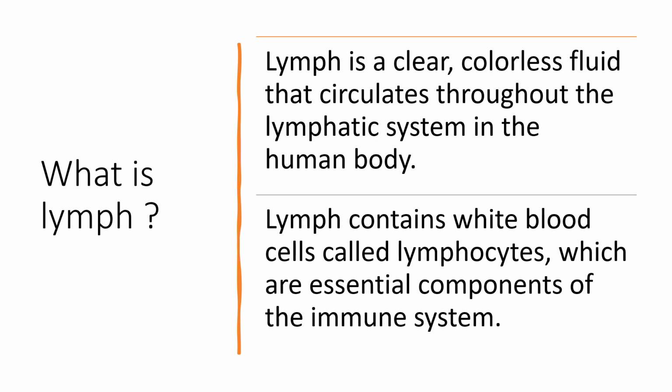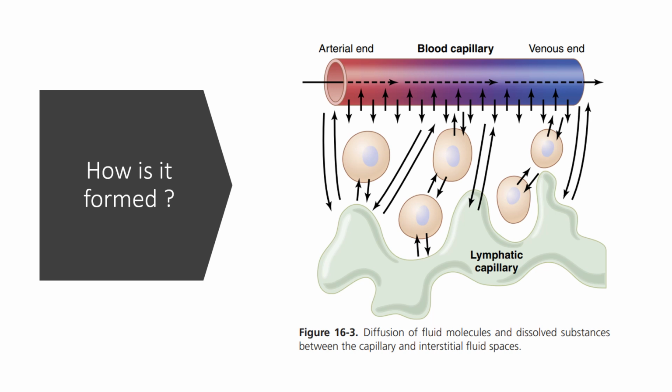So guys, first of all, we should know what is lymph. Lymph is a clear colorless fluid that circulates throughout the lymphatic system in the human body. And lymph contains white blood cells called lymphocytes, which are essential components of the immune system. So how is it formed? As you can see in this diagram, I have shown the arterial end of the blood vessel and the venous end of the blood vessel.